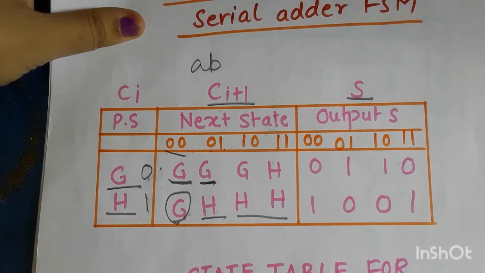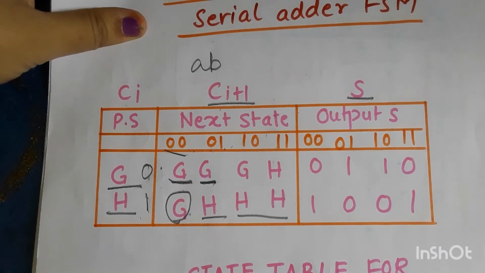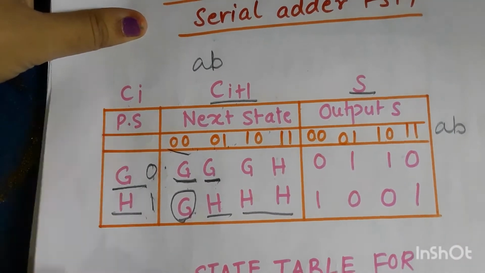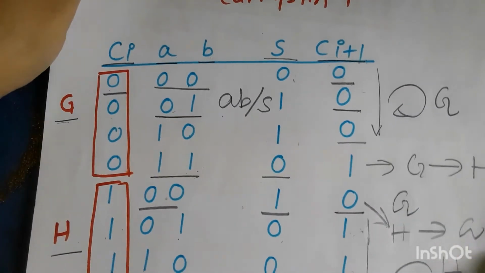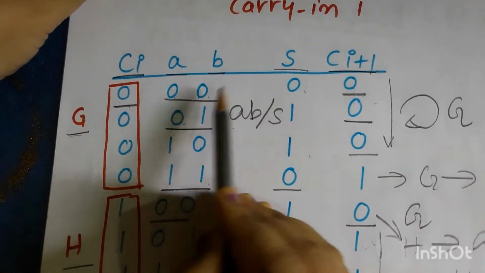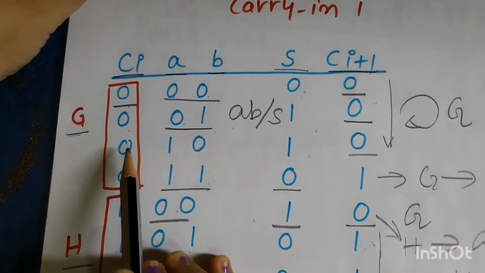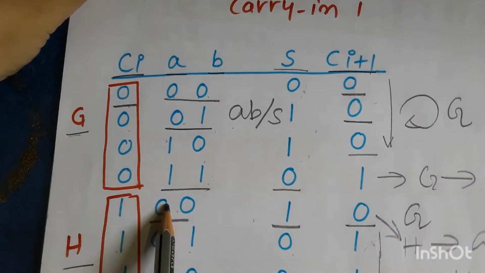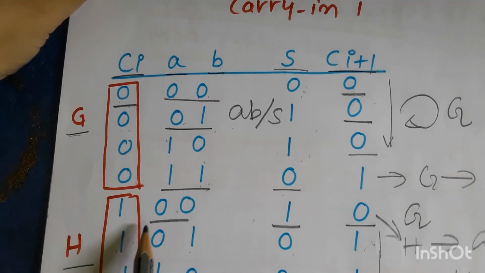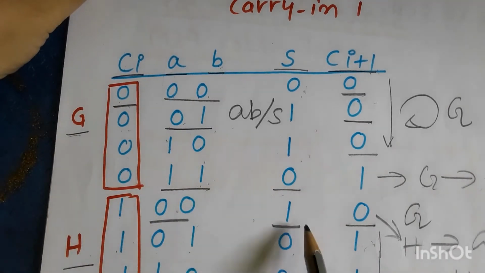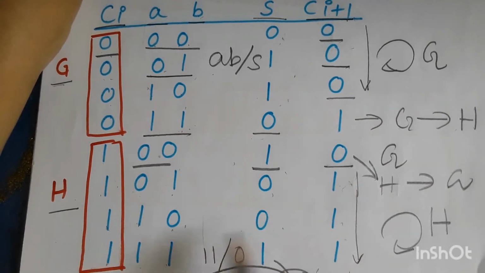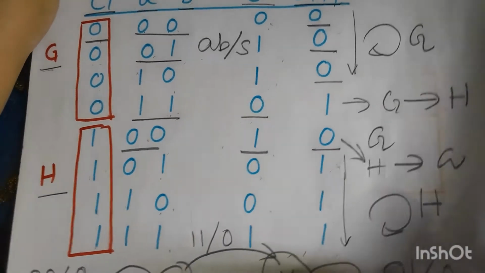Now the output sum value. How did we find the sum value? These 0, 0, 0, 1, 1, 0, 1, 1 are the AB values, along with the corresponding Ci value. When carry is 1 and AB is 0, 0, the sums are 1, 1, 0, 1, then 0, 1, 1, 0, then 0, 1, 1, 1, and then 1.